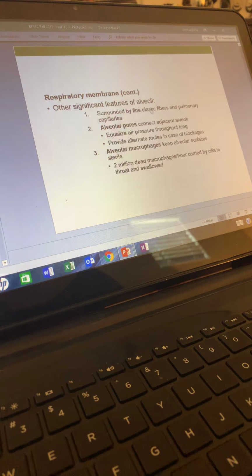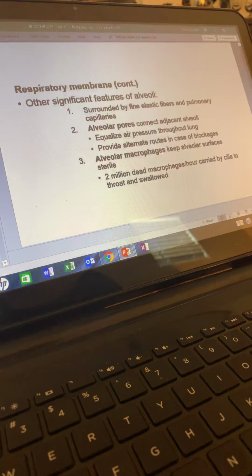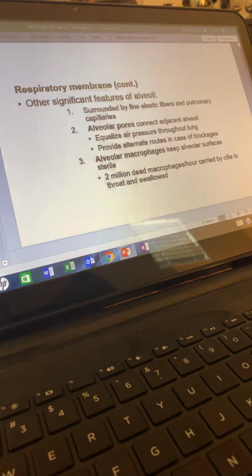Other significant features of alveoli: they're surrounded by fine elastic fibers and pulmonary capillaries. You've got the alveolar pores that connect the adjacent alveoli, so it kind of makes an alveolar syncytium, if you will, just from last chapter, because you guys are used to that word. They equalize the air pressure throughout the lung, and provide alternate routes in case there's scarring or blockages, so that you don't sacrifice the air that's coming in.